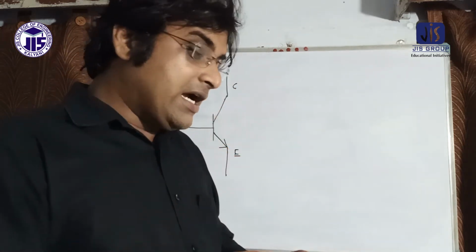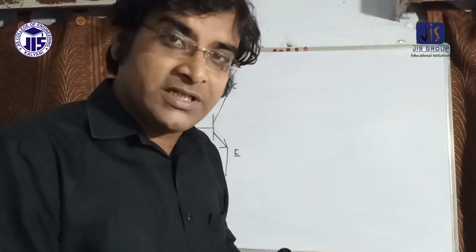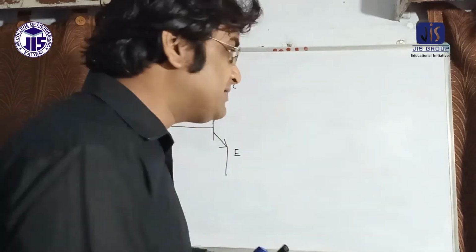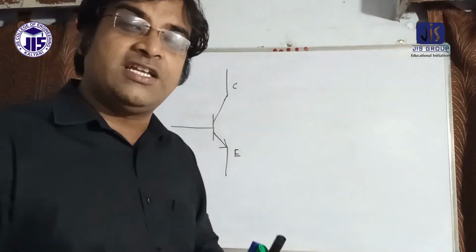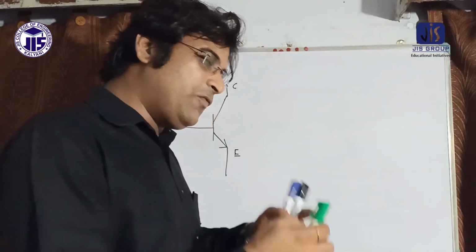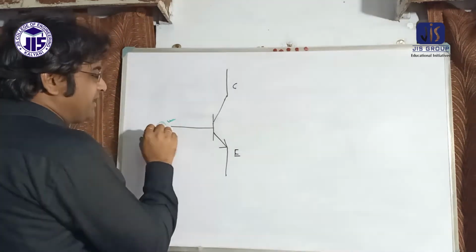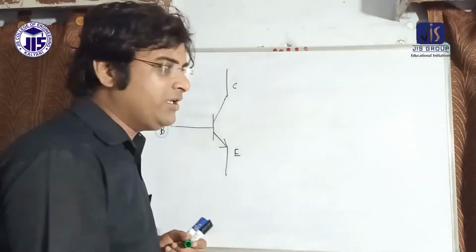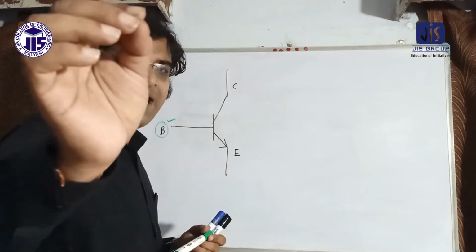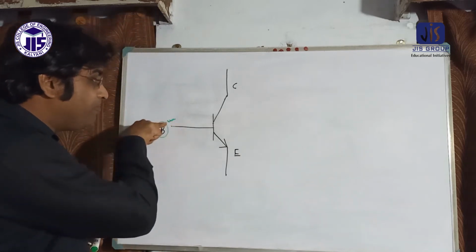Base is called the current control pin of the transistor. If I increase the current in the base, then collector to emitter resistivity decreases, and a huge current flows from collector to emitter. I am repeating this because I think you are confused. Base is the current control pin of the transistor. Transistors have three pins: one is the collector, another is the emitter, and another is the base.